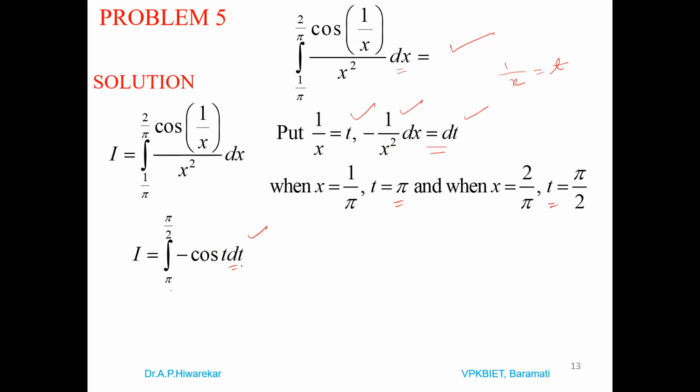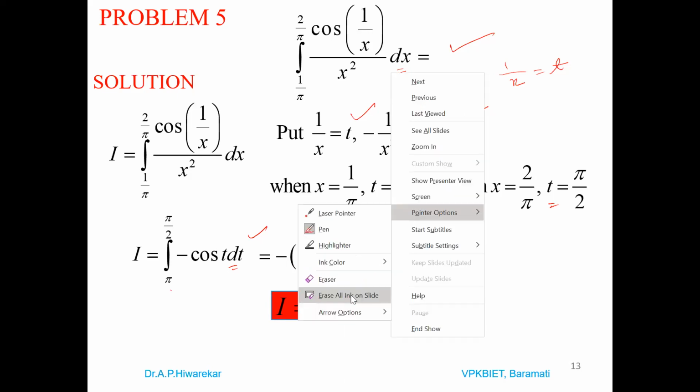And integration of cos we know is sine. So we have minus sine of t from pi to pi by 2. And we know that sine of pi by 2 is 1, and sine of pi gives 0. So for the upper limit it is 1, for the lower limit it is 0. So that's why we are getting it as -1. So the answer is -1. It is also a very simple example that appeared in the GATE examination.